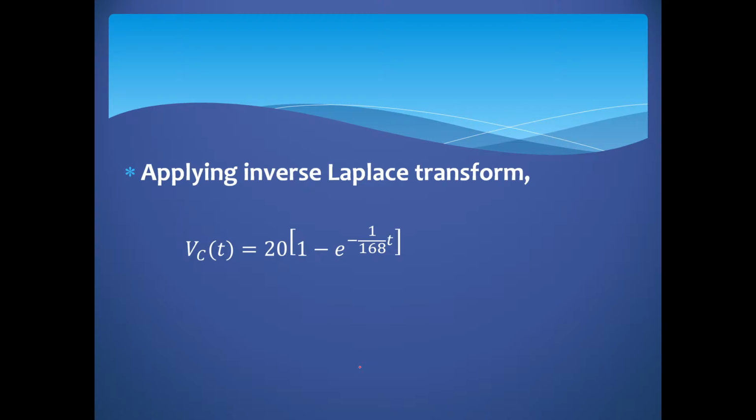They have asked us to determine the voltage as well as the current. So we have determined the voltage. I'm about to finish. We'll determine the current and we'll conclude this. We have determined the voltage across the capacitor. Now let us determine the current in the circuit.